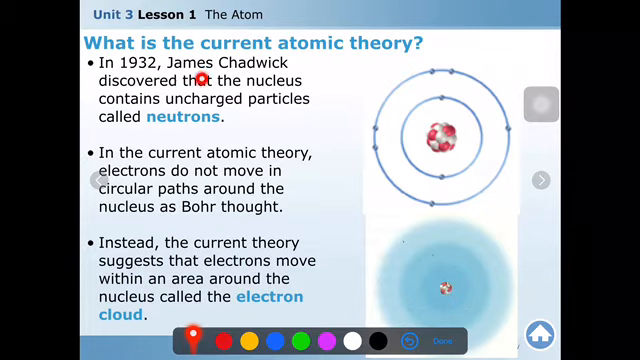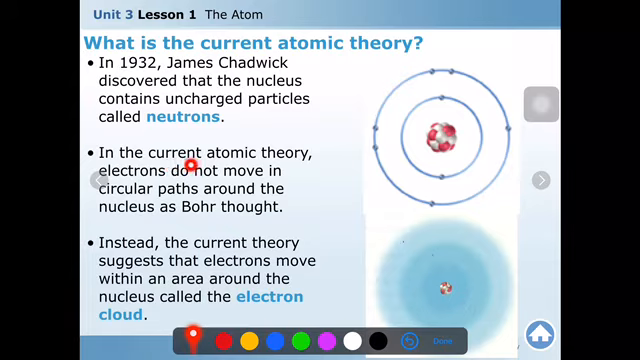After that, in 1932, James Chadwick discovered that the nucleus contains uncharged particles called neutrons. Here, you see, first of all, protons were discovered. Now, neutrons were also discovered by Chadwick.